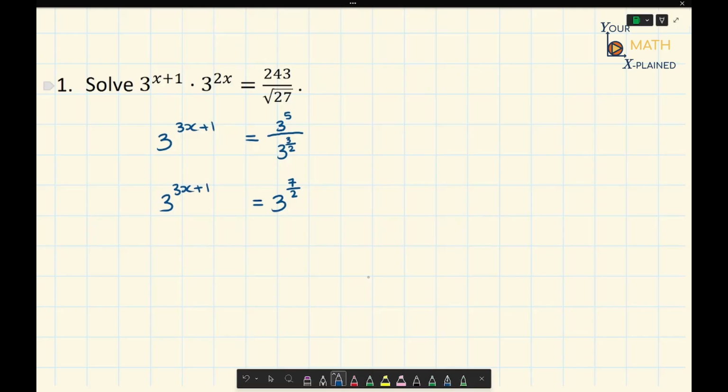And now we have the same base on both sides, which means we can just compare the exponents. So we set the exponents equal to each other, and that gives us 3x plus 1 is equal to 7 over 2. Okay, moving the 1 to the other side is going to give us 3x is equal to 5 over 2. And then solving for x will give us x is equal to 5 over 6.